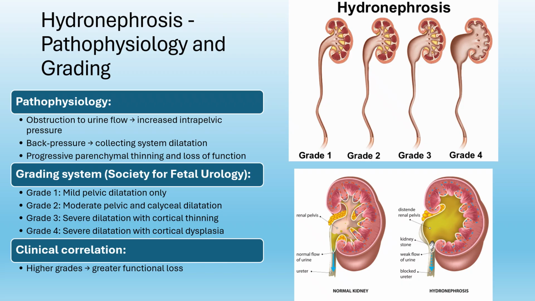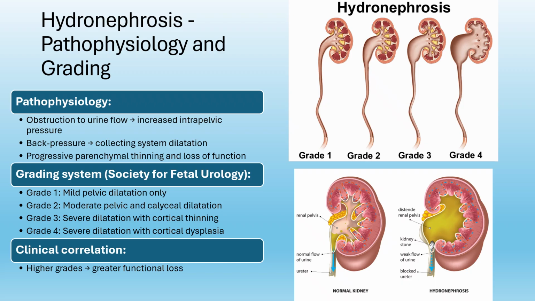Studies show that grade 4 kidneys often contribute less than 10% of total renal function on nuclear scans. This grading system informs both timing of treatment and prognostic counseling. Lower grades can often be managed conservatively with serial monitoring, as some resolve spontaneously. Higher grades demand prompt evaluation and often surgical correction to prevent further loss.